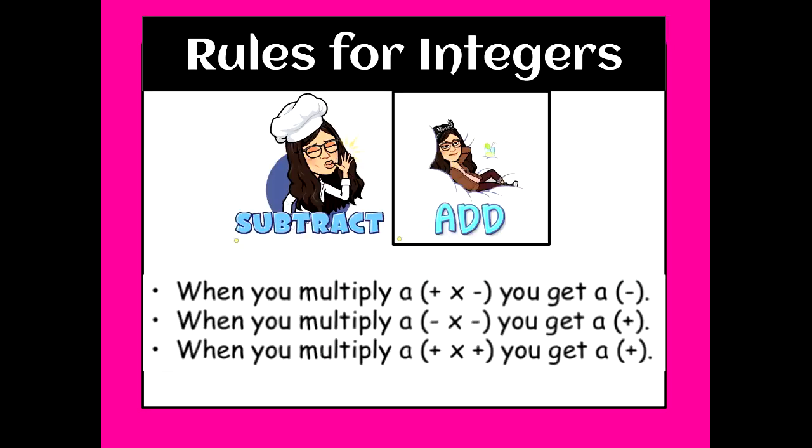First, when you multiply a positive sign and negative sign, you will get a negative sign. Second, when you multiply a negative and positive sign, you will get a negative sign. Third, when you multiply a positive sign and positive sign, you will get a positive sign. It will be the same as multiplying negative and negative sign. You will also get a positive sign.